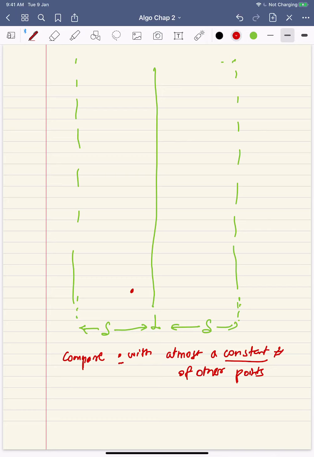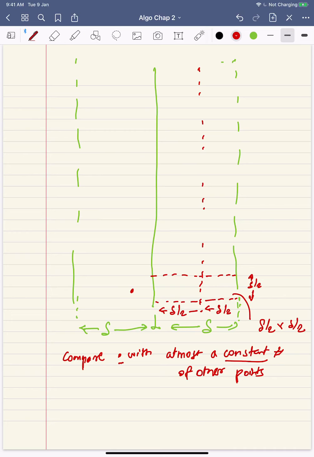So let's think of this grid. I'm going to the right-hand side and making a further division such that this is delta by 2 and this is delta by 2. Now I'm trying to make square blocks, so each block is delta by 2 cross delta by 2. Fine. Why am I doing that?